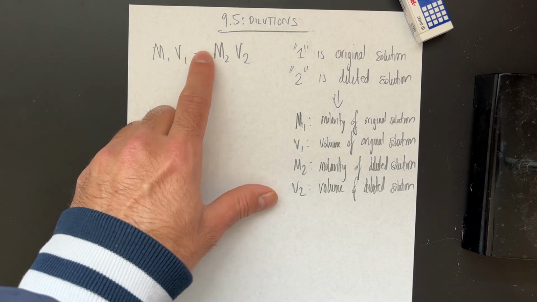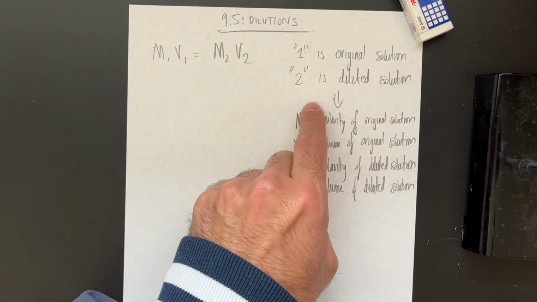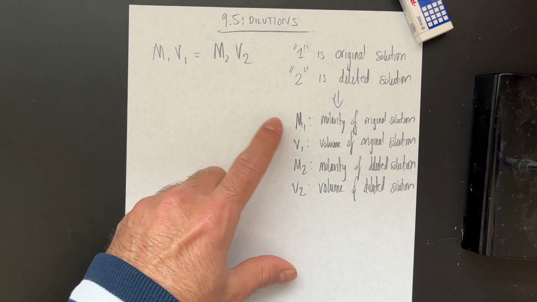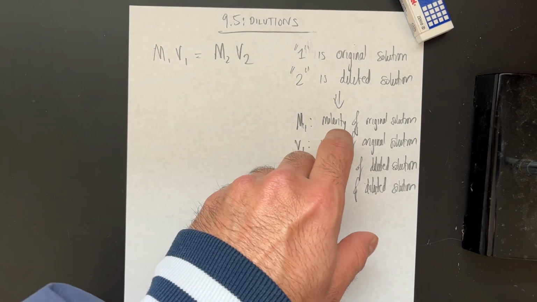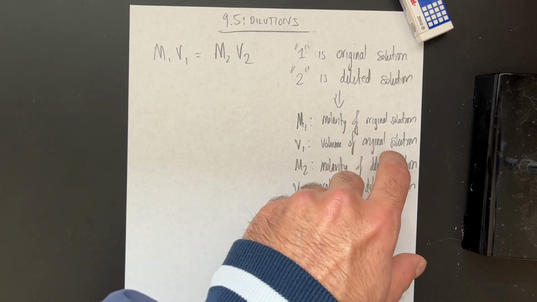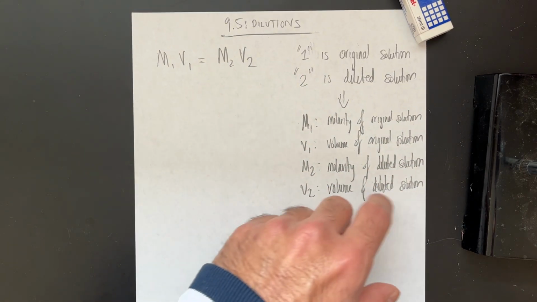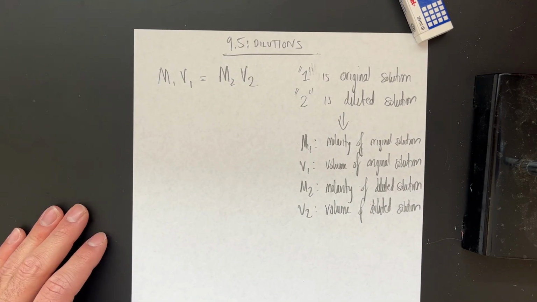Now, do note these subscripts 1 and 2. 1 is referring to the original solution, whereas 2 is the diluted solution. And so therefore M1 is the molarity, because capital M is molarity, of our original solution, and V1 is the volume of our original solution, whereas M2 is the molarity of our diluted solution, and V2 is the volume of our diluted solution. Now, we can apply this formula and do some problem solving in our practice problems.